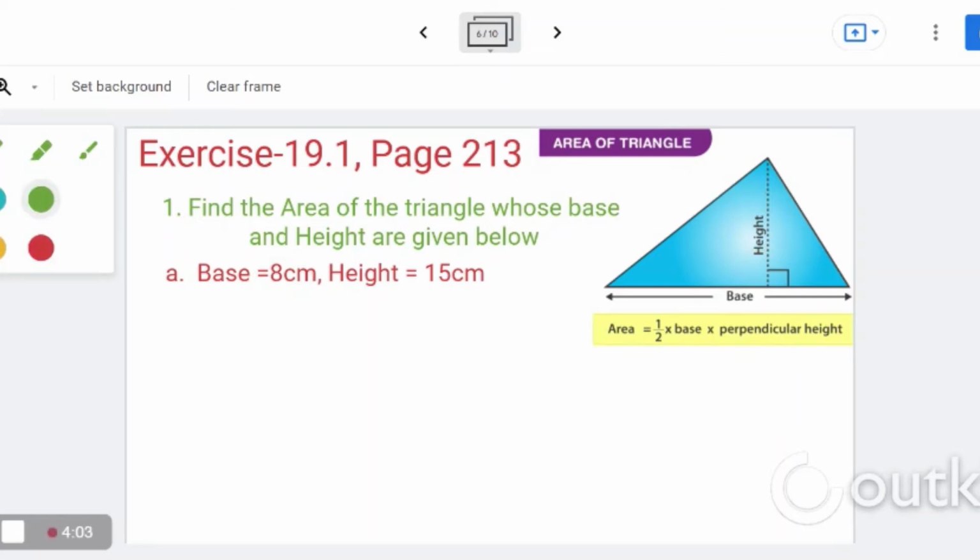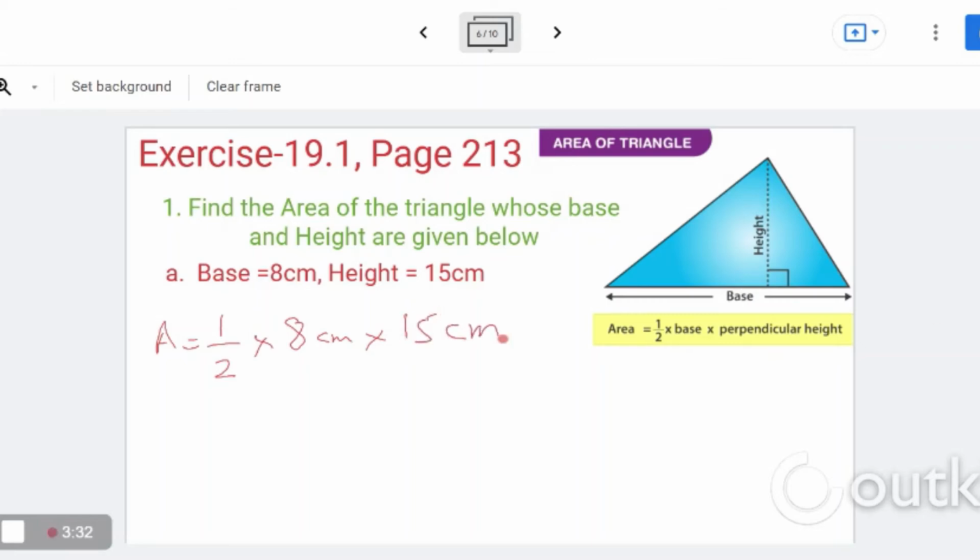So are we ready to do this? Okay, let us do it. So now what are we supposed to do? We know the formula. Formula is area equals half into base into perpendicular height, or into height. So I'll take area equals half into base. My base is 8 centimeter into height. My height is 15 centimeter.